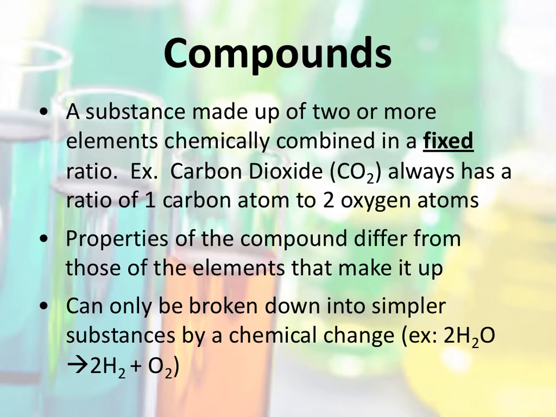A compound is just a mixture of 2 or more elements chemically combined in fixed ratios. What I mean by a fixed ratio is that CO2, carbon dioxide, is always going to be CO2. It's never going to be CO3. It's never going to be CO1.5. It always will have 1 carbon atom to 2 oxygen atoms. Carbon monoxide will always have 1 carbon atom to 1 oxygen atom. The ratio is fixed for that particular compound.